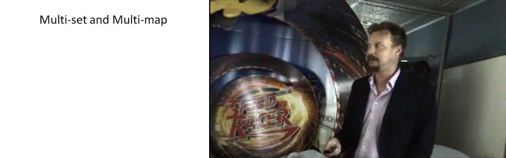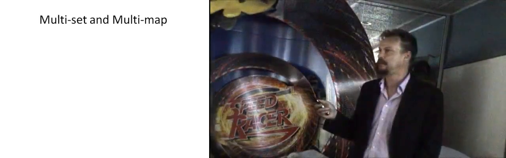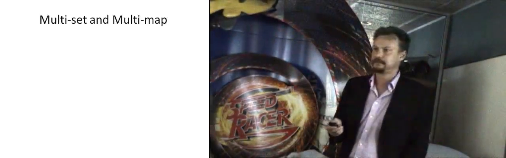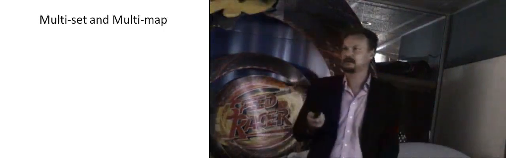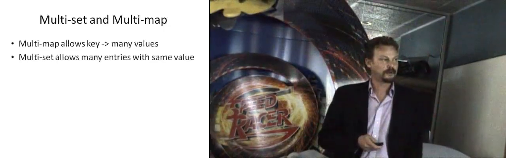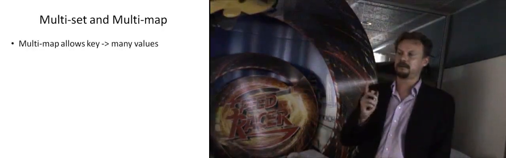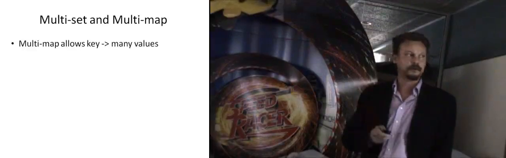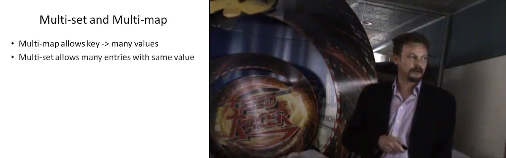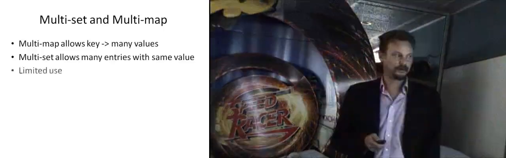You also have multiset and multimap. Has anyone ever used a multiset or a multimap? Yeah, they're not so common, I guess. So a multimap allows one key to map to many values, whereas a map will always only map one key to one value. A multiset allows many entries with the same value, whereas a set will only allow one value to exist in the set at any given time.